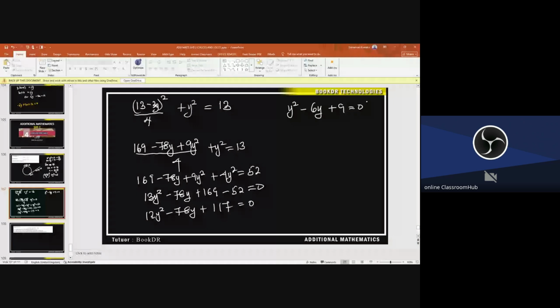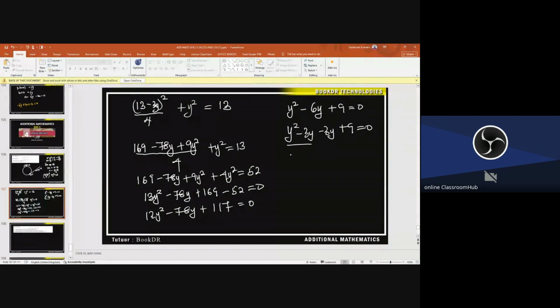We are looking for two numbers. When you multiply, you get 9. When you add those two numbers, you get negative 6. And the numbers are negative 3, negative 3. Negative 3 times negative 3 will give us positive 9. So 3y minus 3y plus 9 is equal to 0.